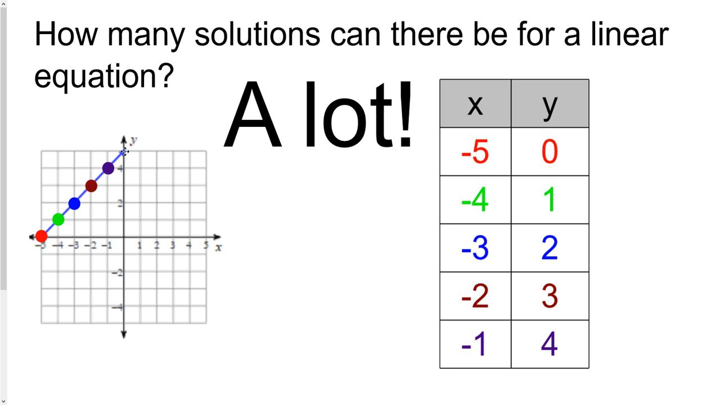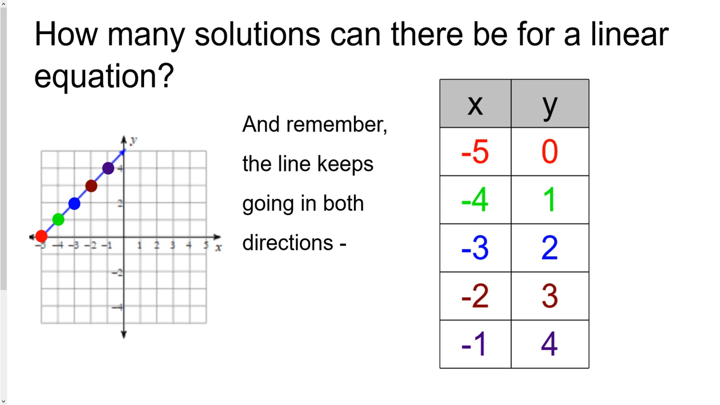But wait, you see this arrow here? It goes on forever in this direction. So we could get a whole list of extra solutions on here, some extra ordered pairs that would make this equation true if we kept going. And the same is happening down here too. So there is a never-ending supply of solutions to linear equations because that line goes on forever. And that makes it interesting.